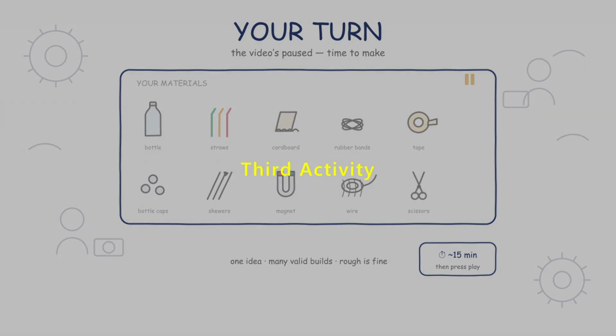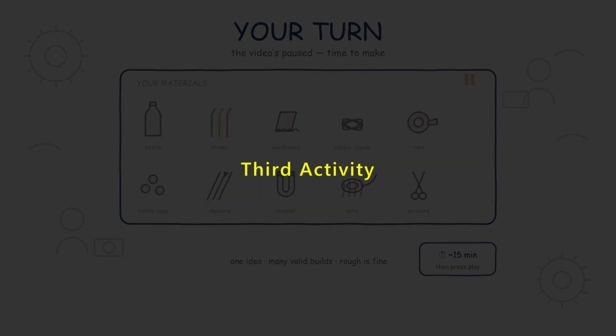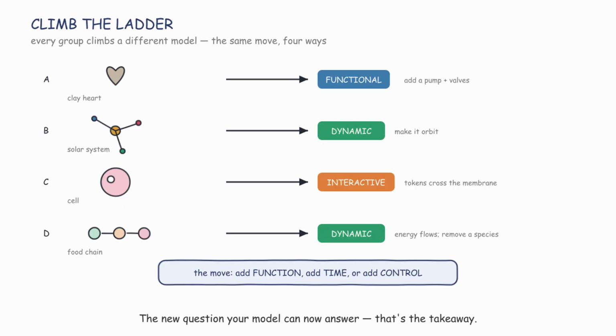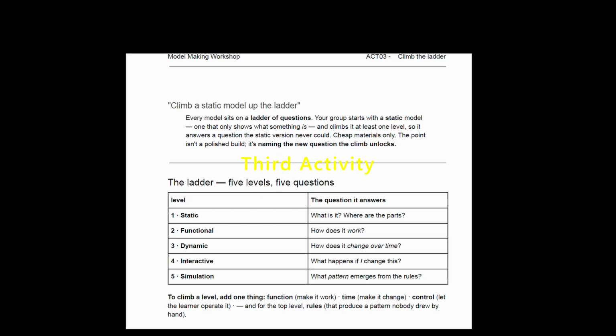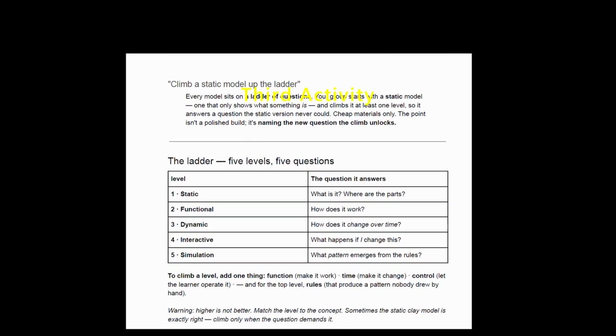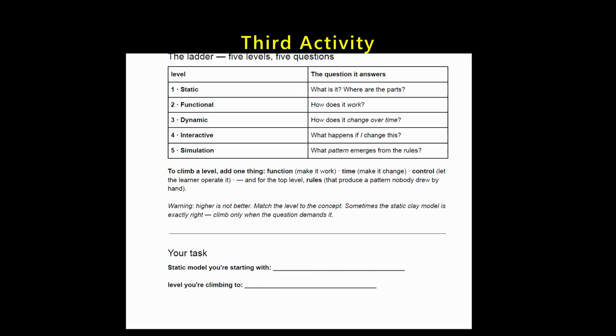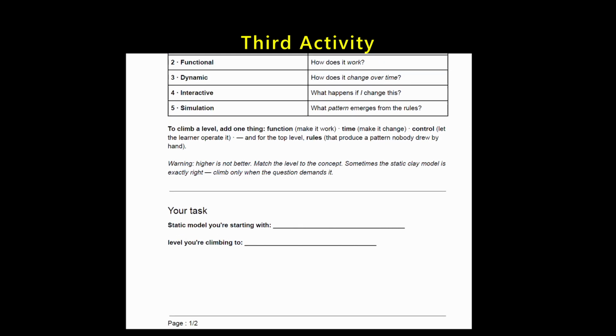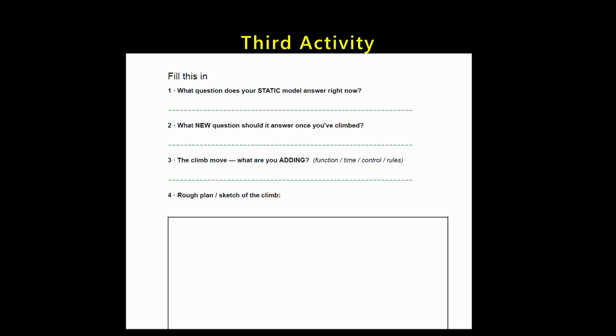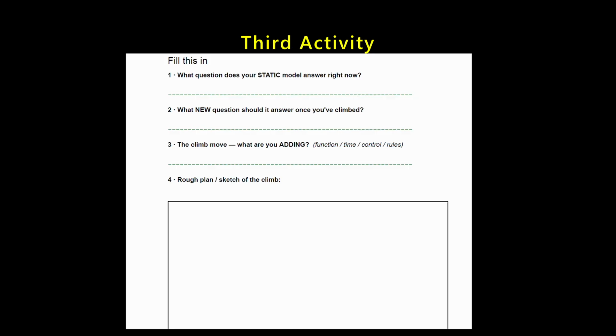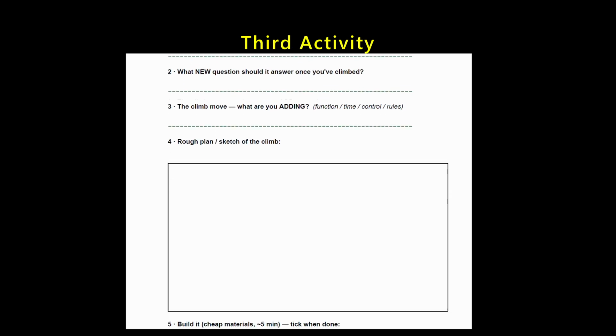Now it's your turn. And here is the twist. Every group gets a different model and a different level to climb to. So when we regroup, the room will have discovered the same move applied four different ways. Take your static model and climb it at least one level. Add function, motion, or a control the learner can operate. Cheap materials only.